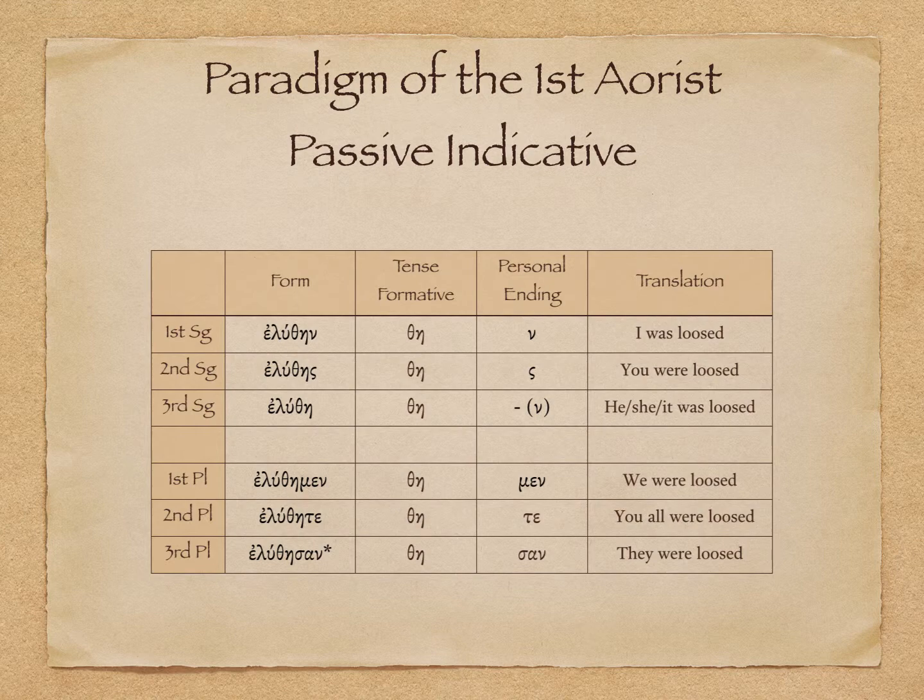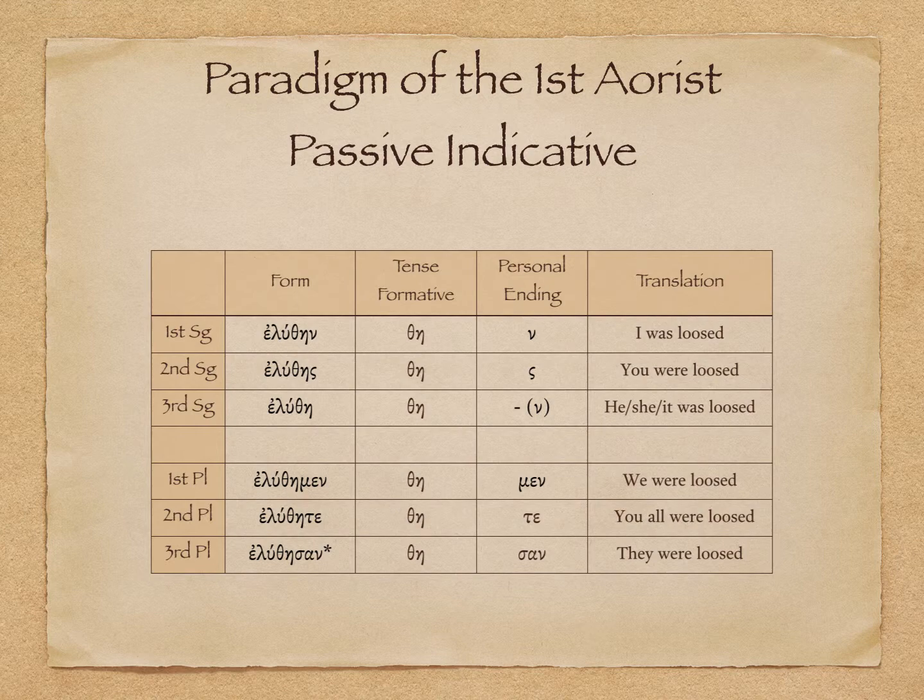But notice the third plural. We would expect a nu, but it includes the sigma alpha of the first aorist active, and this is just an alternate ending, so it's san. Likewise, if you see sigma alpha nu together at the end of the word, immediately you can safely think first aorist, third plural, and then if it has the theta eta, you know it's passive. If not, you would know it's active.